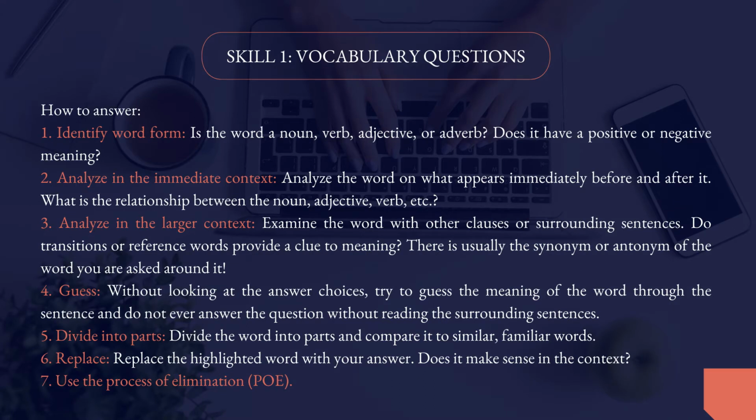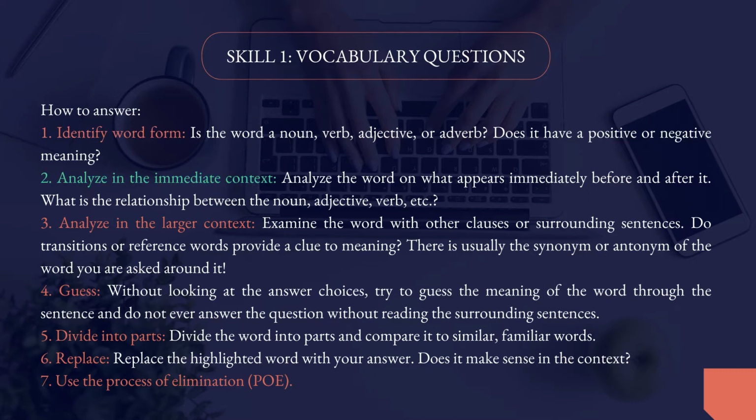So these are the 7 skills that we will use to answer vocabulary questions. Number 1, identify the word form. That is, just consider this: is the word a noun, a verb, an adjective, an adverb? And does it have a positive or a negative meaning? Like I said before, knowing that a word is positive or negative, you can eliminate some of the answer choices without even knowing the meaning. And you will see how a noun, verb, or adjective will make a difference in finding the correct answer.